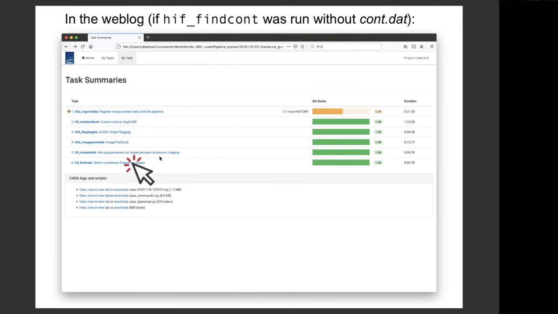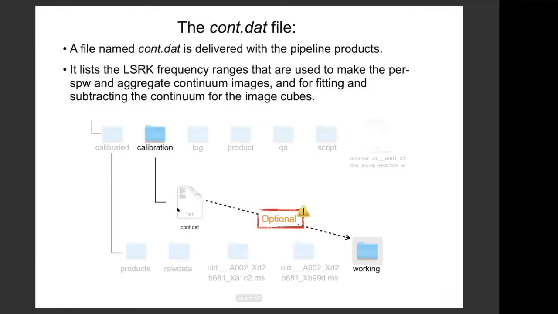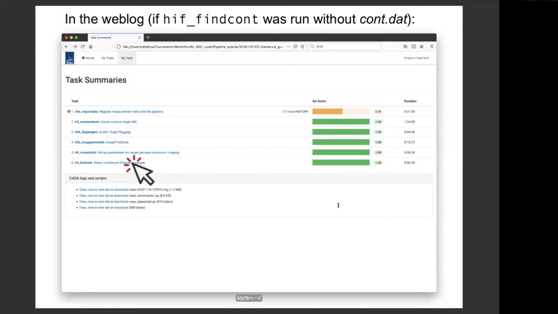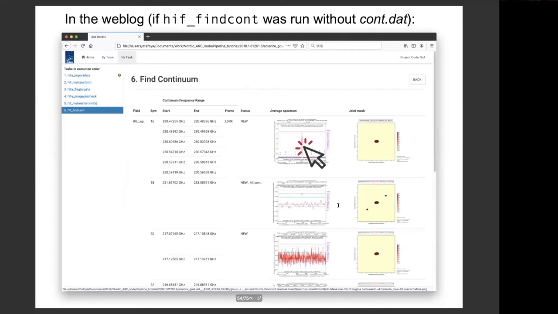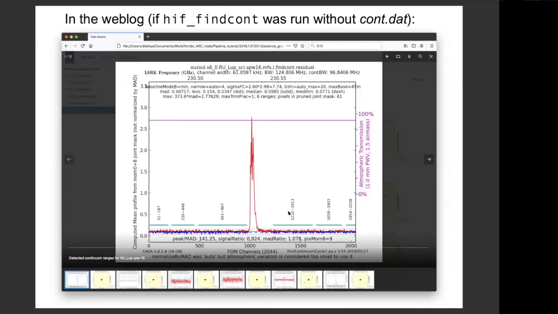But like I said, for this tutorial, I recommend you just copy this file in the working directory and then run it, so to save some time. And then if you go to your web log after running find cont, you will see something like this. But remember, this is when you run it without this file. So then you will have all these spectra, and if you click on that, you will see these blue bars showing where the continuum is, or where the pipeline found the continuum, and those will be the frequency ranges that it will use for subtracting the continuum.